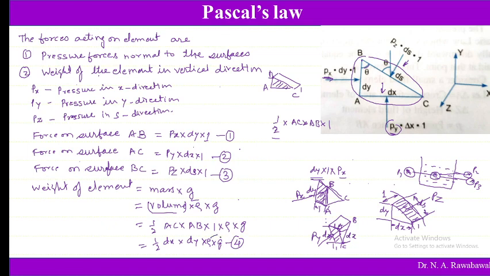Now resolving forces acting, weight is acting in the downward direction. This force Fx is acting from left to right in horizontal direction. Force Fy is acting in the upward direction, whereas weight W is acting in the downward direction. And this force Fz is acting perpendicular to the surface BC. So we have four kinds of forces. The force on surface AB we call as Fx, the force on surface AC we call as Fy, the force on BC we call as Fz, and this we call as weight W.